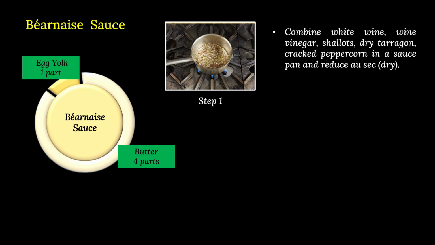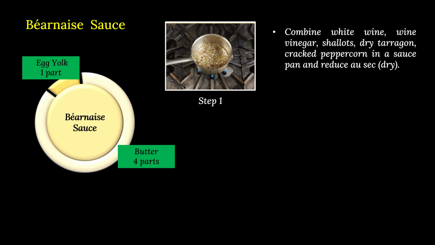How? In this case, combine white wine. Remember that, combine white wine, wine vinegar, shallots and dried tarragon. Sometimes chervil can also be used, and cracked peppercorn, in a saucepan and reduce it to the au sec or dry stage. That means what is the only difference?